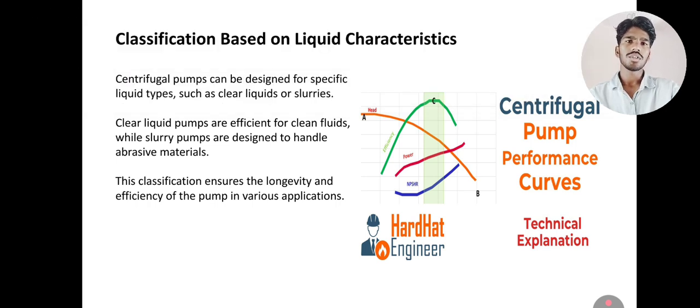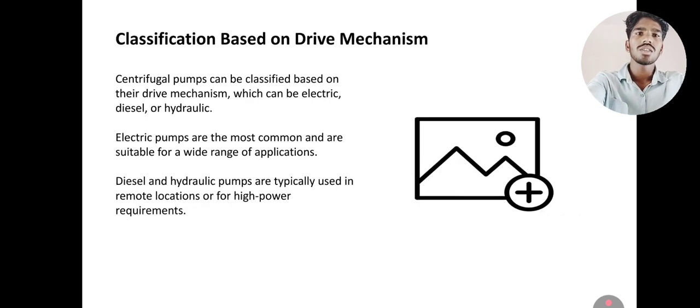Clear liquid pumps are efficient for clean fluids, and slurry pumps are designed to handle slurries, and the classification ensures the longevity and efficiency of the pump in various applications. And next, classification based on the drive mechanism. Centrifugal pumps can be classified based on the drive mechanism, which can be electrical, diesel, and hydraulic.